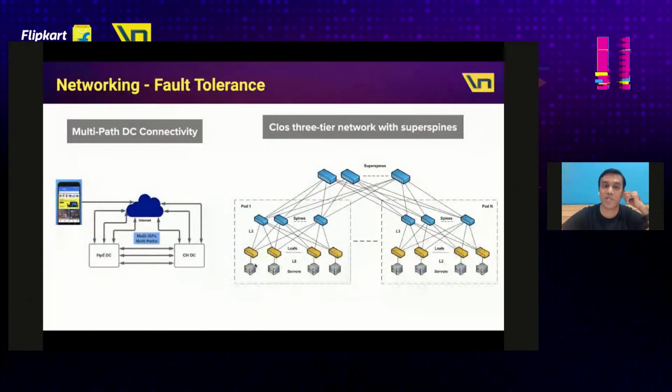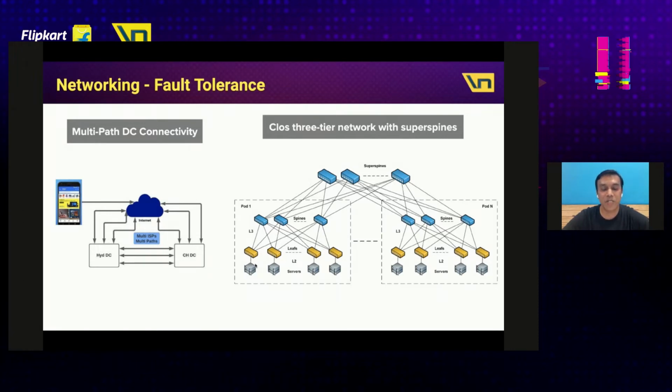Now, coming to networking. When a user connects from his device, he connects via the internet to us. We have multiple ISPs that we are partnered with, and each of them has multiple, geographically distant paths which connect to a data center. So failure in any one of those network pipes still doesn't impact us.